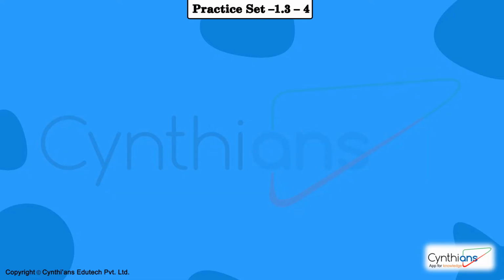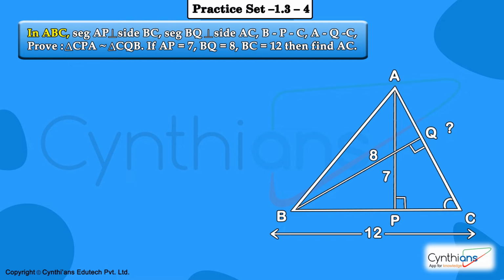Practice set 1.3, sum number 4. In triangle ABC, AP is perpendicular to BC, BQ is perpendicular to AC. B-P-C, A-Q-C is given to us.